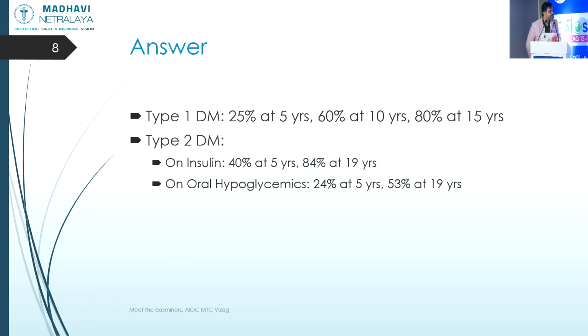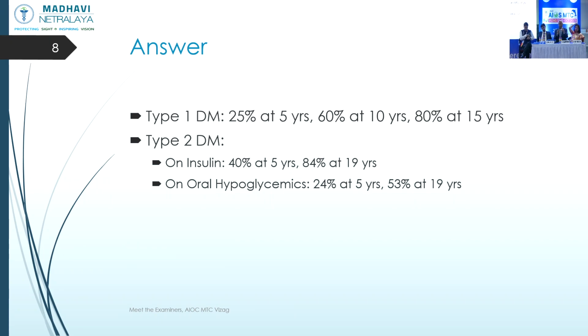See, the answer what you have written here is 25% at 5 years, 60% in 10 years, and 80% in 15 years. Basically, in type 1 diabetes, the retinopathy is much more as compared to type 2 diabetes. Type 1 is more. Secondly, in type 1, you will see the blindness.